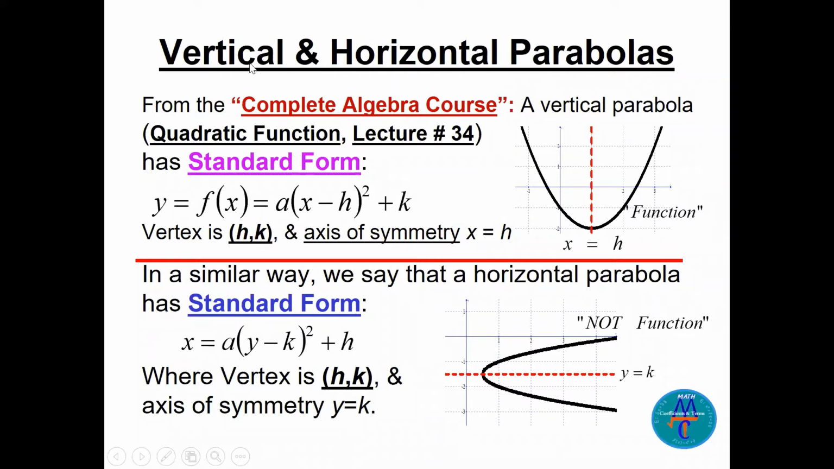Now, parabolas are divided into two types, the vertical and horizontal parabolas. From the complete algebra course, please, you can see the lecture number 34 about quadratic function. We have seen this parabola opening up or down, that's a function. And the standard form was y equals f of x, a x minus h squared, plus k, where the vertex is h and k, and the axis of symmetry is x equals h. Now, in a similar way, we can find that the horizontal parabola has a standard form, x equals a, y minus k squared plus h. This is not a function, it is a relation. The vertex here is h and k.